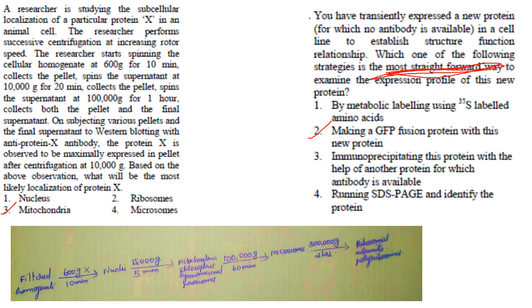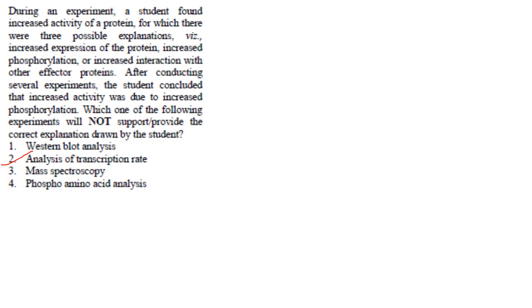Then immunoprecipitating this protein with the help of another protein for which antibody is available. That is not correct. Running SDS-PAGE and identifying the protein, that also is not correct. Just by simply running SDS-PAGE and then identifying the protein, that is not correct. So answer is option 2.